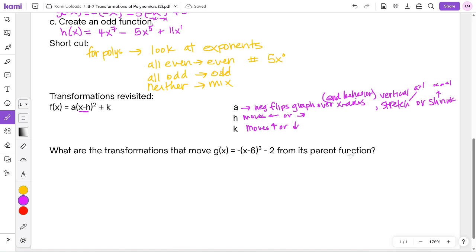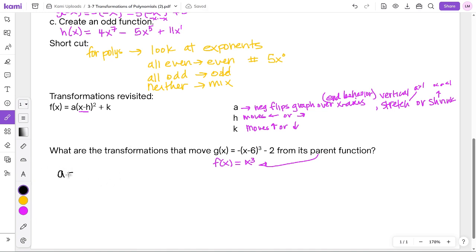So first of all, we need to think about the parent function. To find the parent function, I let all the numbers go away, negatives, all the things. So I'm ignoring this negative, the 6, and this 2. That would leave me x to the 3rd, and that is my parent function. All right, so there's the parent function. So pause the video and see if you can figure out how it's been moved.